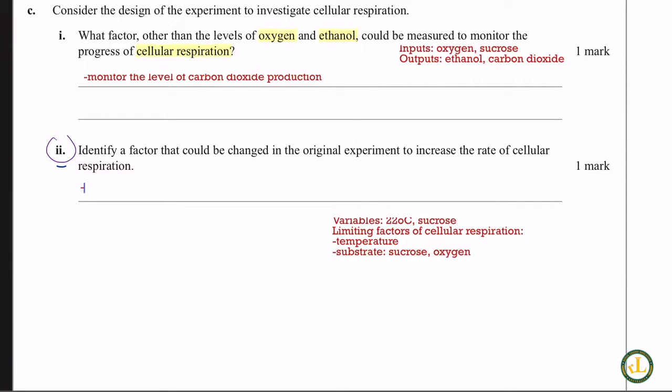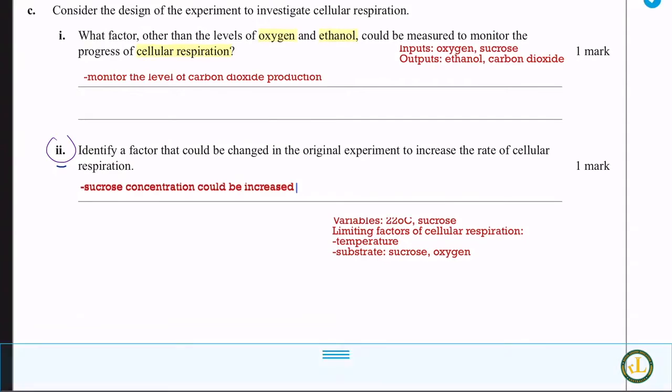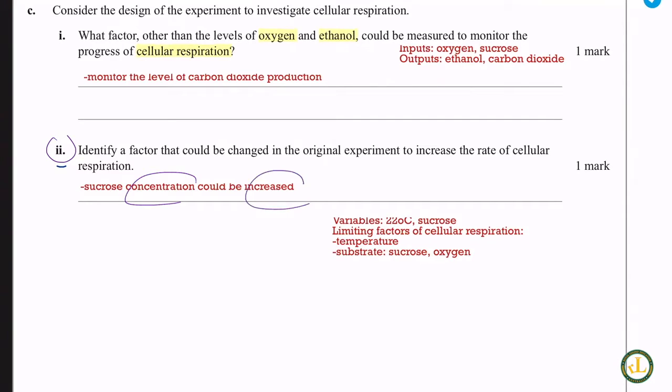I'll pick, say, sucrose concentration. Okay, could be increased. So the main point here is concentration and increased, okay? Please don't just write sucrose. It doesn't tell me anything, okay? The real important word here is concentration. You're telling me that we're changing the concentration of a substrate. So really, please put this particular word in and make your answer really specific.